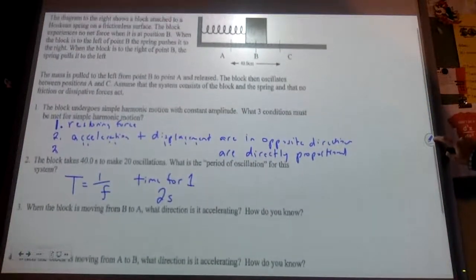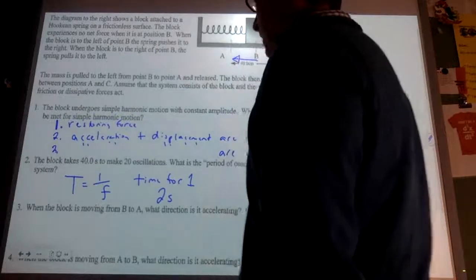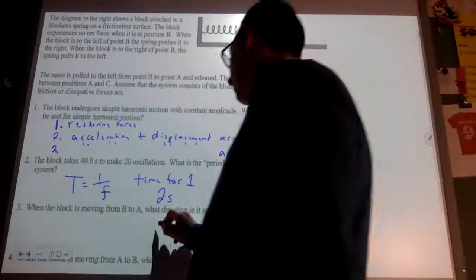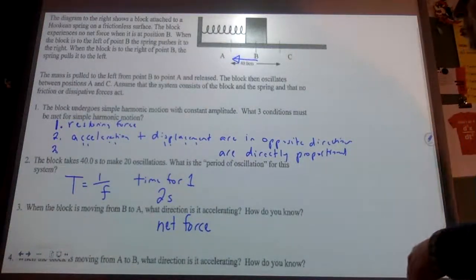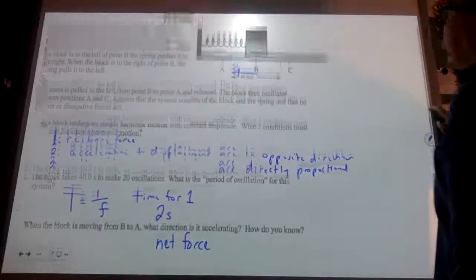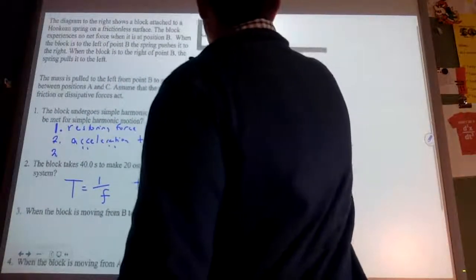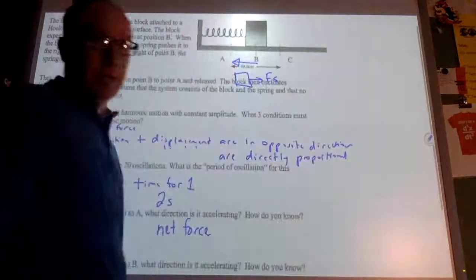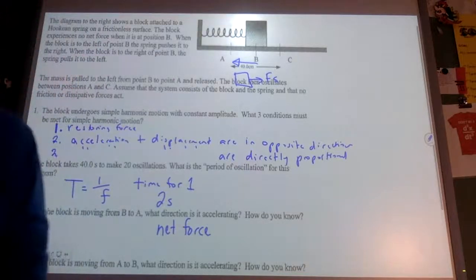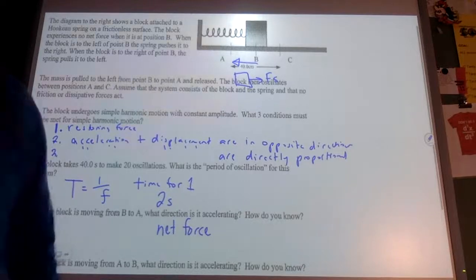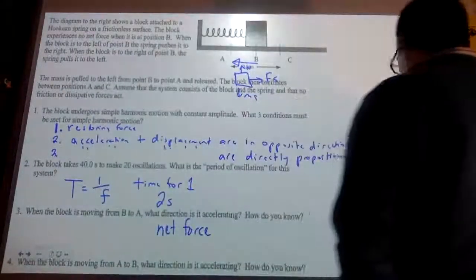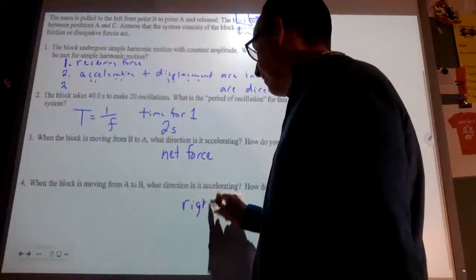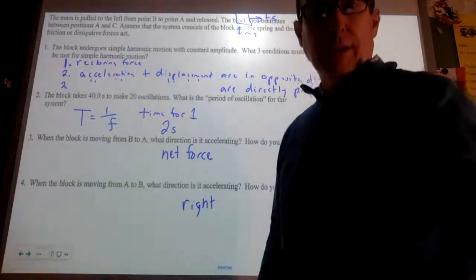When the block is moving from B to A, in what direction is it accelerating? Acceleration is always in the same direction as the net force. So when it's going from B to A, if I did a free body diagram on it, it would have a spring force pushing it that way because it is compressing the spring. Spring force is always going to be in the opposite direction as the displacement. And it has a normal and it has a weight. So since F of S is to the right, so is A. Force always is going to agree with our acceleration.